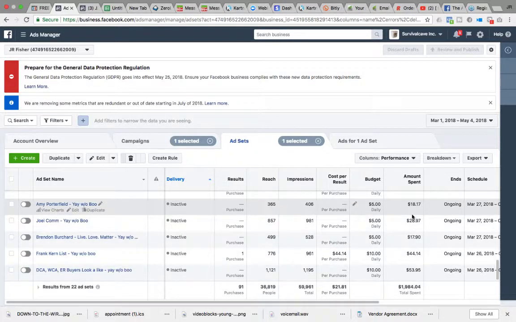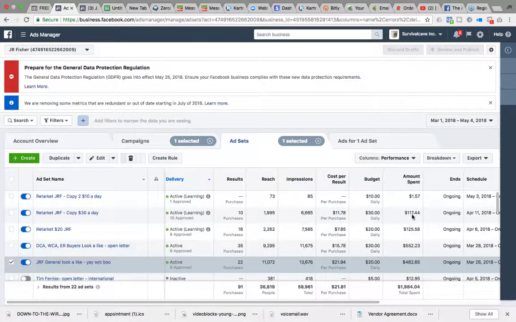Some of them I went up higher. So basically, that's how the audiences should be set up. If you do it this way, you'll get good results. And guess what? If you don't do it this way, you're not going to get good results. You'll be frustrated. It won't work for you. So that's how you do it. It's pretty simple once you know how to do it. And let's move on.